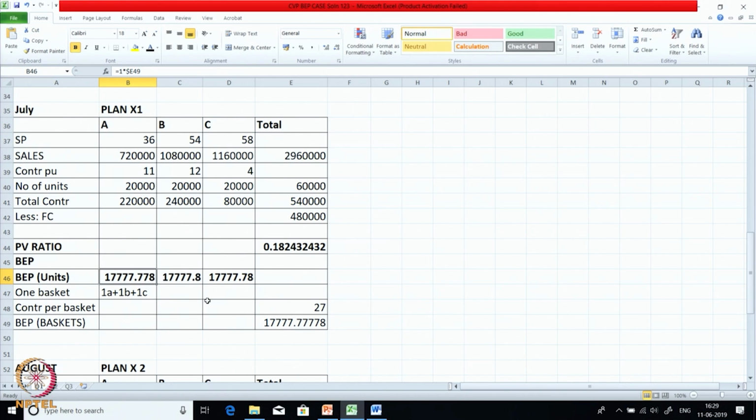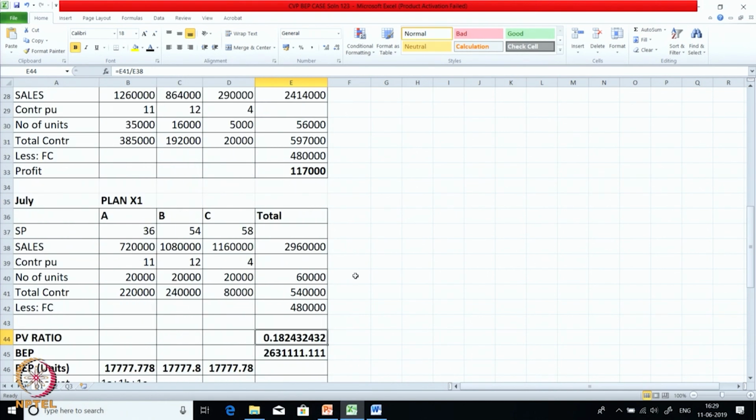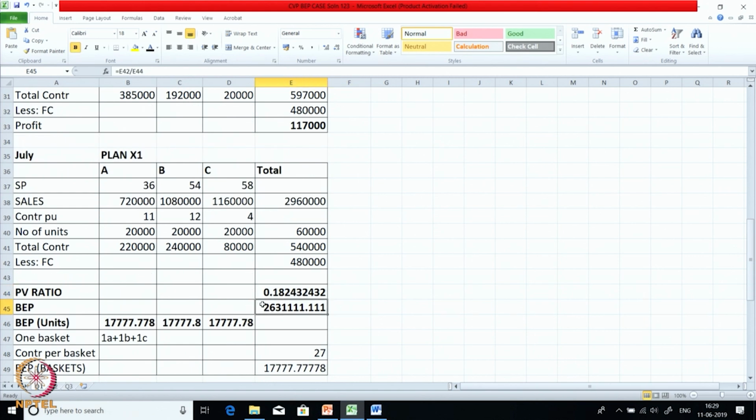Okay. So, you can either calculate it in terms of units or you can also calculate it as rupees. Now, how will you calculate it in terms of rupees? You know the formula FC divided by PV ratio. Getting it? Only one thing is, earlier we used to do it for individual product. Now we are taking a weighted average PV ratio. So, for the whole basket the PV ratio is 0.18. You can see individual PV ratios are like this, but as a basket it is 0.18, with equal weightage 1:1:1. So, giving me a BEP of this quantum, which is I think 26,31,111.